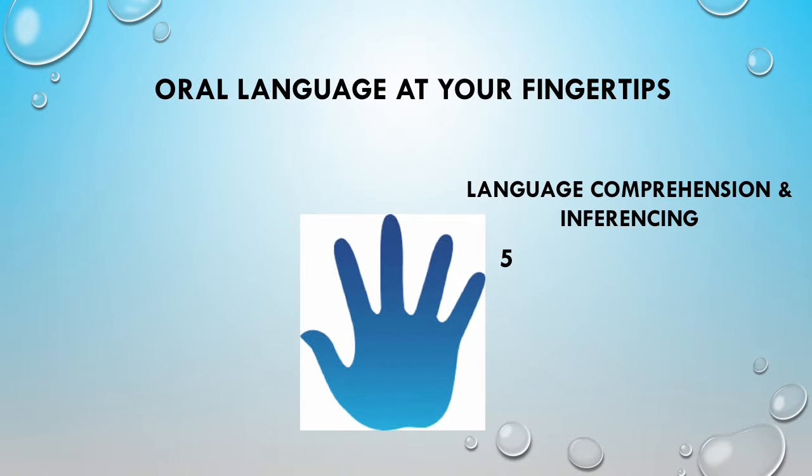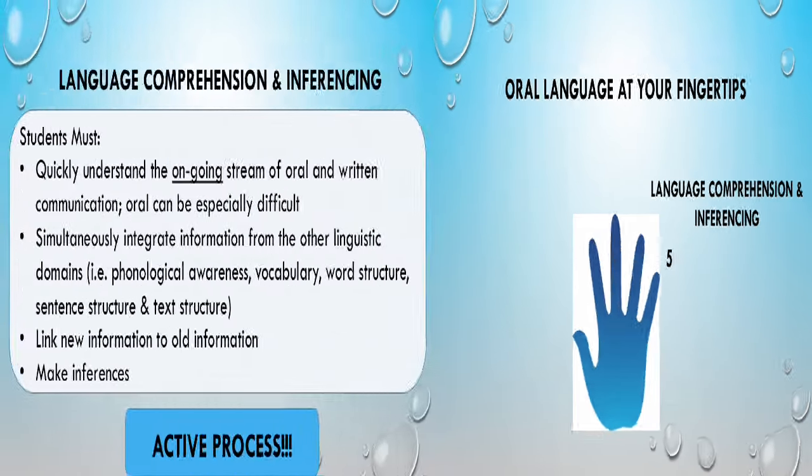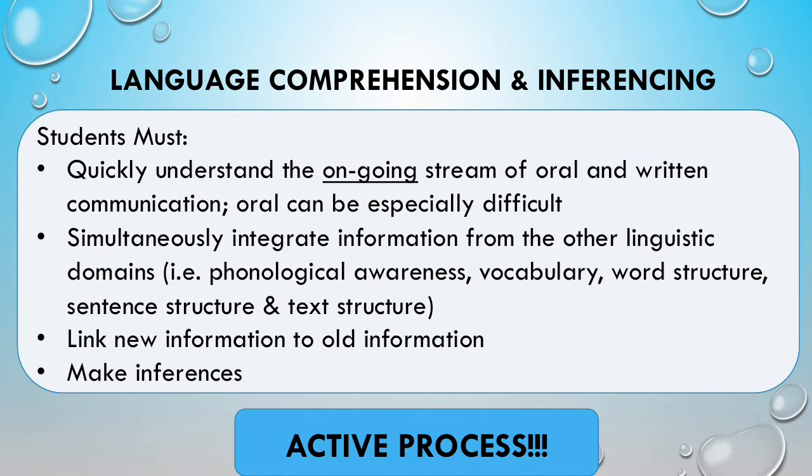Okay, language comprehension and inferencing. In order to be a competent communicator, both orally and in writing, students have to be able to understand that ongoing stream of verbal and written information. They simultaneously have to be able to do all those things together. So the phonological awareness, the decoding, the vocabulary, they need to know the vocabulary as they're going along, the word structure, the sentence structure, and the text structure. All of those things have to be happening simultaneously and very quickly in order to understand the oral and written word. They also need to be able to be quickly linking new information to prior knowledge. And they also have to be able to make inferences. And some students really have a hard time with that.